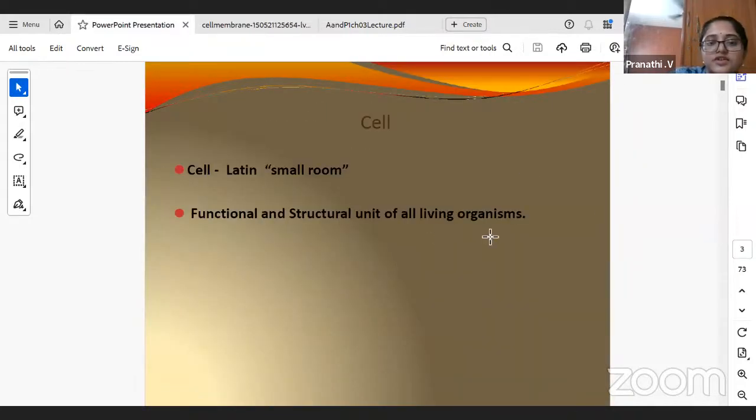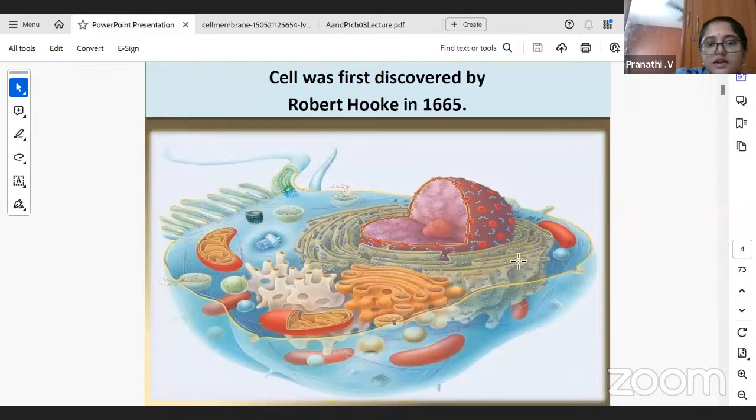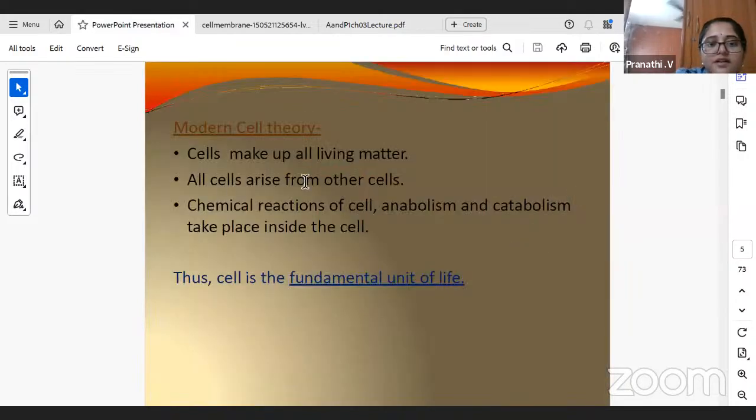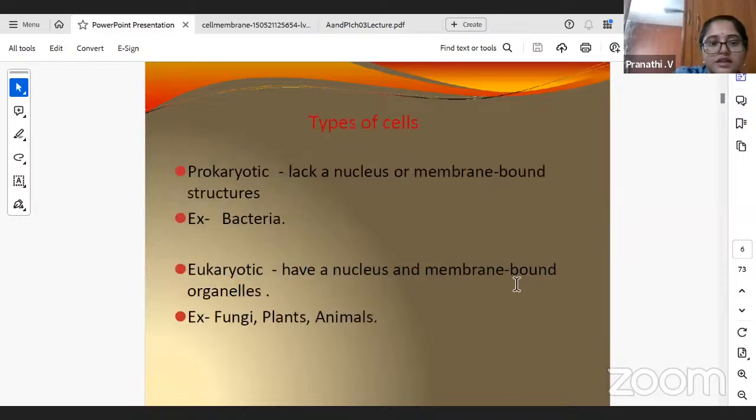So, the cell is the structural and functional unit of living organisms, discovered in 1665. Cell theory is that all the living cells arise from other cells. You've seen that. Prokaryotic cells and eukaryotic cells: the basic distinction is that prokaryotic cells do not have a nucleus as such, and no membrane-bound structures. This is the bacteria. Eukaryotic cells have a nucleus, and every organelle has a membrane; mitochondria has a membrane as such.